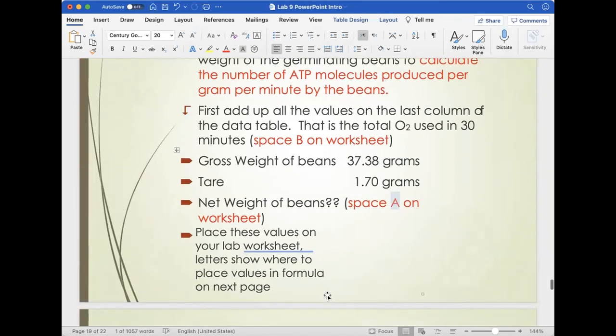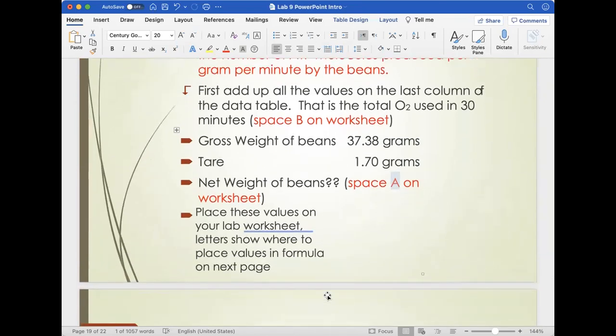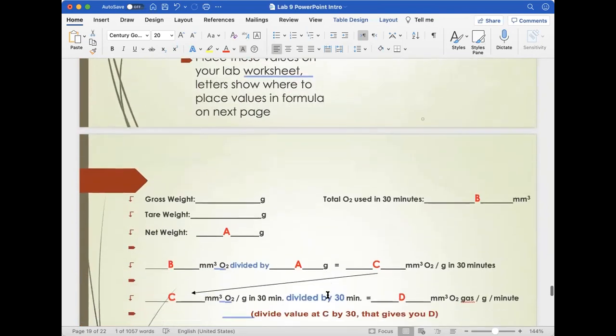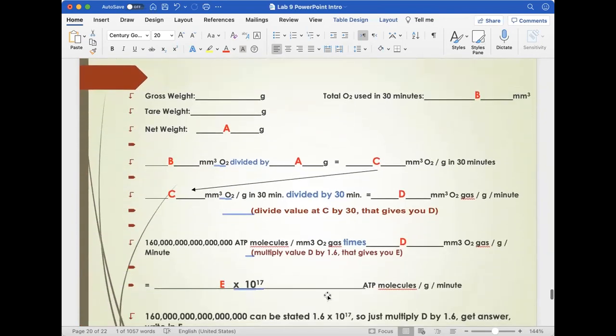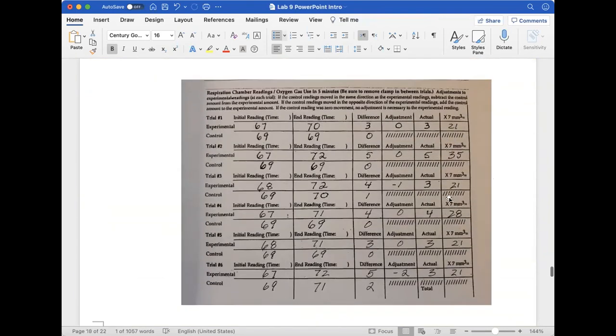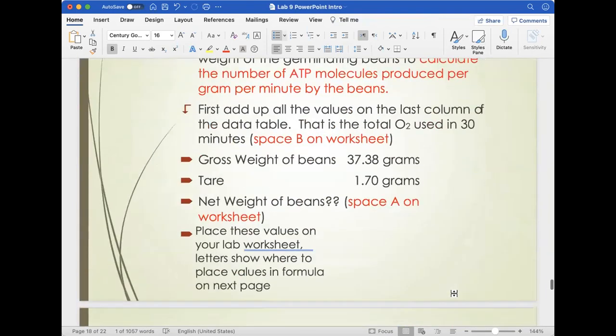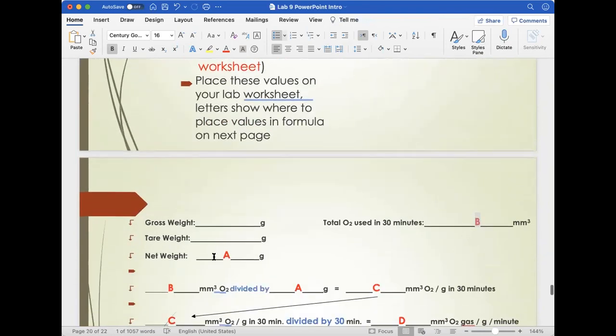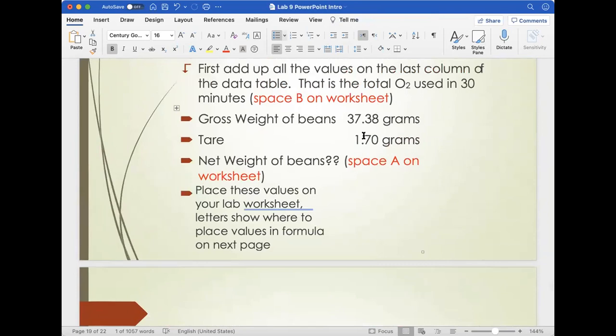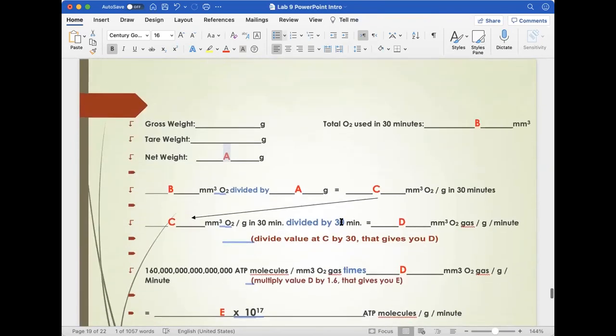Place these values on your lab worksheet. Letters show where to place the values in the formula on the next page. And this is a representation of your lab worksheet. So the B is the total of numbers all on the last column. So letter B, you want to add all these up and get a total, and you'll put that in here. And then the net weight of the beans is taking 37.38 and subtracting 1.7, and that'll be that.